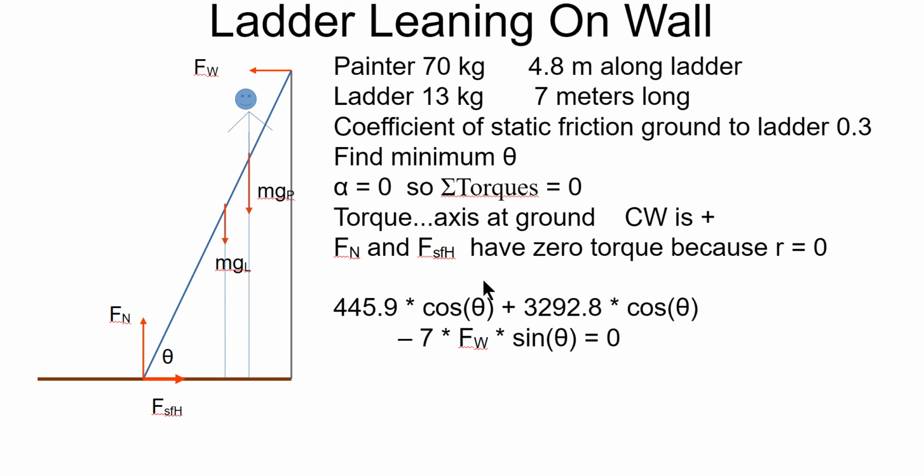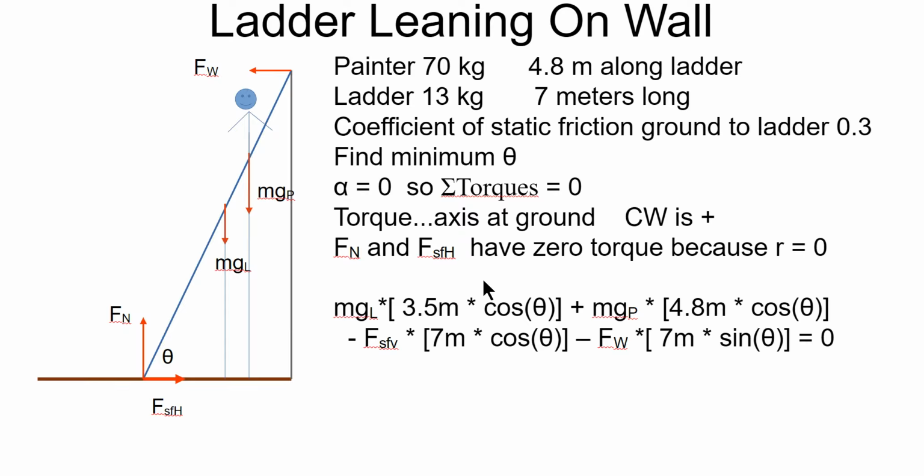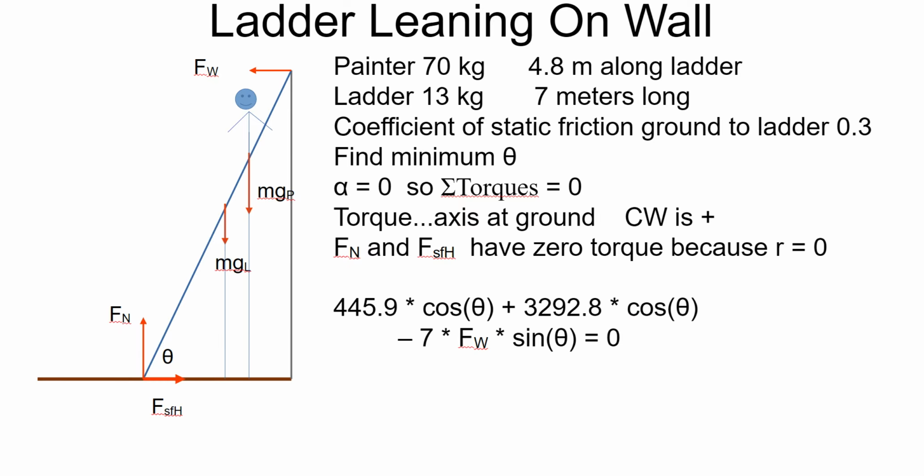I've gone ahead and I've put in the numbers, so I'm going back here. You might want to do this on your calculator. Put in the mass of the ladder, 9.8, the 3.5, multiply those together. The mass of the painter, 9.8, and the hypotenuse for the painter, and multiply those out. And we come up with this next expression, this equation. 445.9 times cosine of theta plus 3292.8 times cosine theta minus 7 FW and sine of theta equals 0.